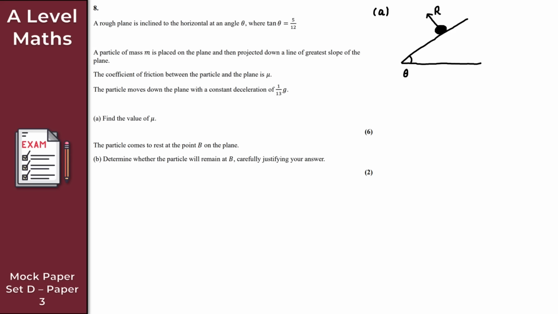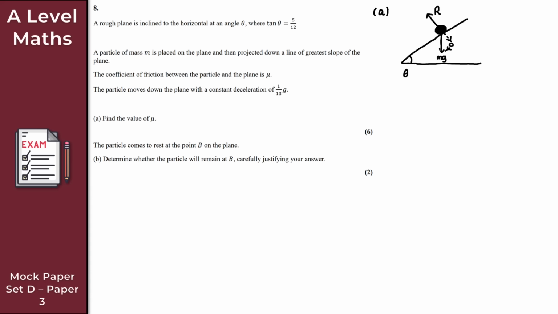What else do we have here? We've got the weight force acting vertically downwards. It's going to look like that, right? So the mass here is m, so the weight force is simply mg. And for this force, we should split that into components. So we've got this component acting down like that, and this component acting down the plane, like so.